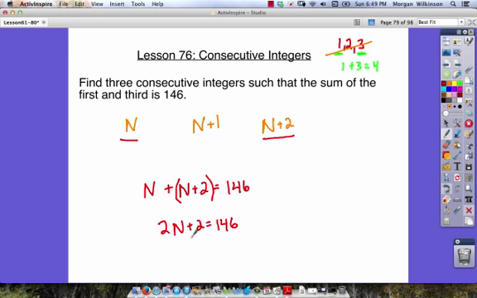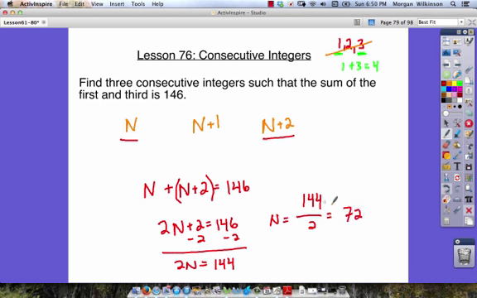Then in order to solve for n, let's subtract 2 from both sides. So we're going to get 2n is equal to 144. Then we have to divide both sides by 2. 144 divided by 2 is going to tell us what n is equal to. So half of 144, that's 72. So n must be equal to 72. And what this tells us in our problem, if n is 72, n plus 1 must be 73, and n plus 2 must be 74.